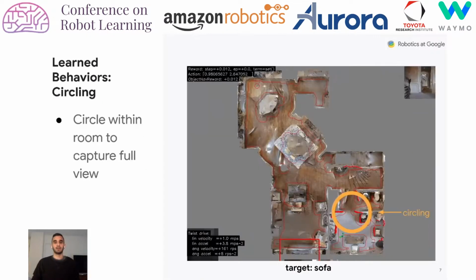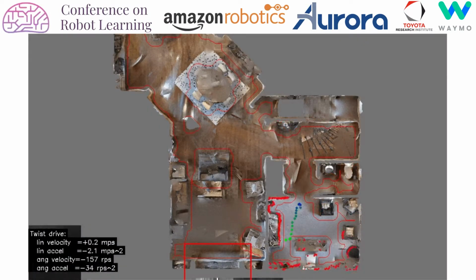Another learned behavior that emerges is circling, where the robot spins to capture the full view of a room. In this example, the robot must find a sofa. The robot starts in a dining room and circles around to see if a sofa is present. When it does not find the sofa, the robot exits the room to explore other areas of the house.